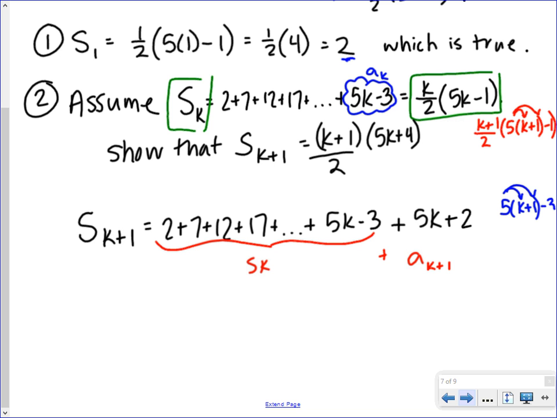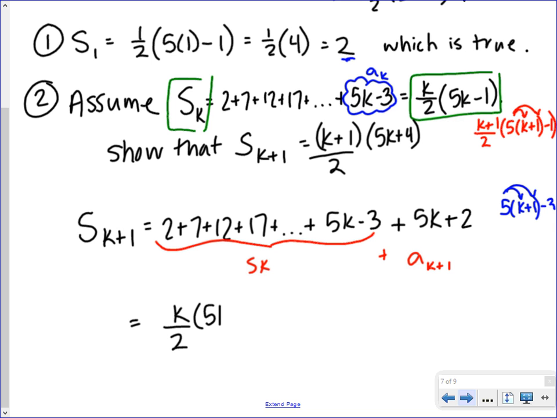Okay? Now, really important, all of this is S sub k. What did you just assume S sub k was? k over 2 times 5k minus 1. We just assumed that S sub k in the green boxes is this formula. So I can take all of this work right here and reduce it to that formula. Okay, I made that assumption, so I can now use it with substitution.